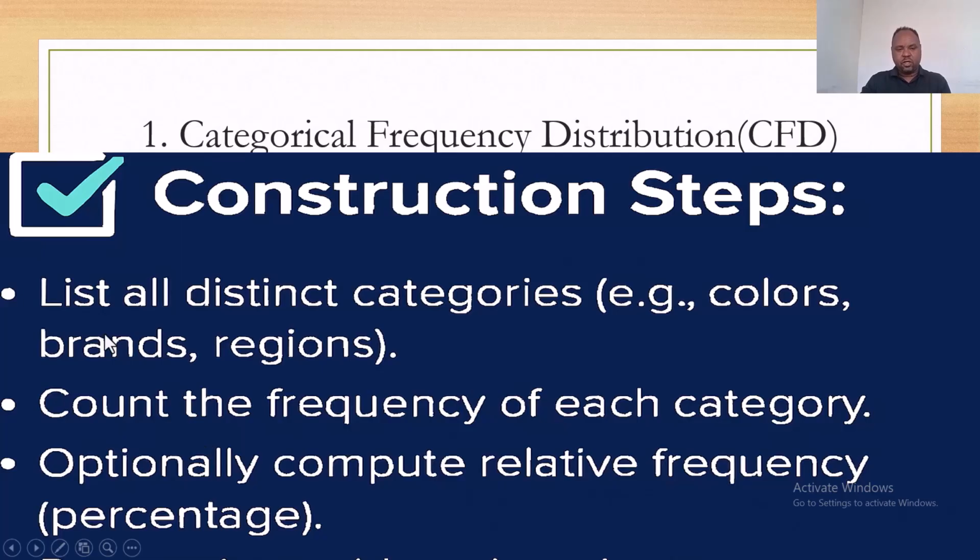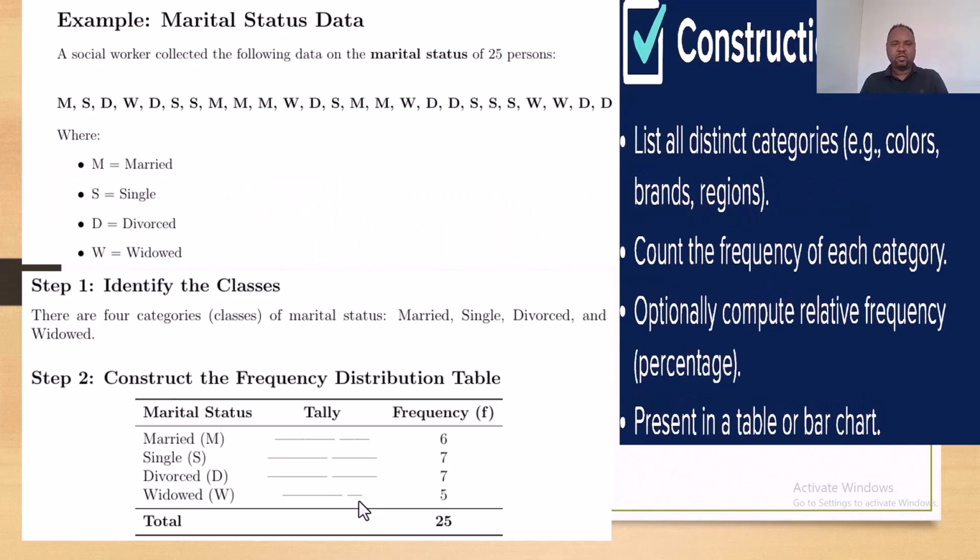The tabular form, which is the rows and columns, consisting of the possible distinct categories corresponding to the frequency of each category, is nothing but the frequency distribution. Steps 1 and 2 give the frequency distribution. But we can optionally compute relative frequency or percentage frequency. So let us see this example. This example talks about marital status data.